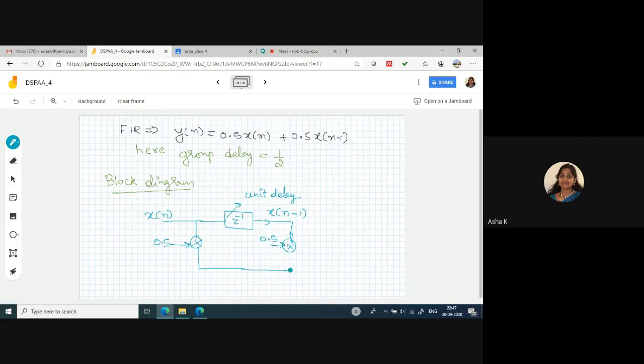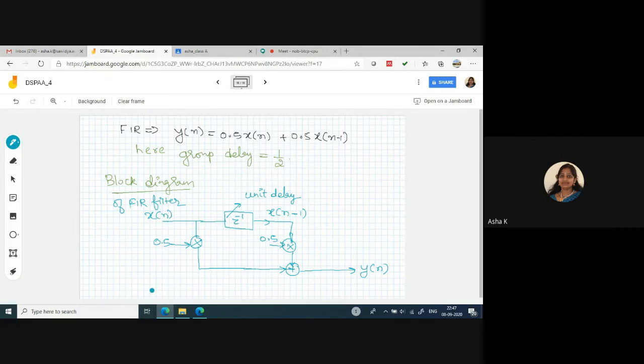These two are multiplied here and then added. An adder symbol is used here, an adder circuit, and finally we obtain the output y of n. This is called the block diagram of the finite impulse response filter. So the block diagram of the finite impulse response filter is completed.